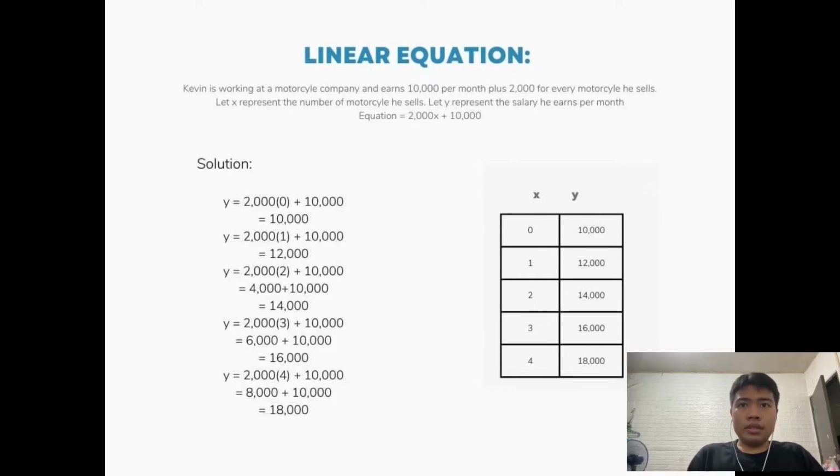Then I use the variable 1, which equals 12,000, and 2 as the variable, which is 14,000, and 3 as the variable equals 16,000, and 4 as the variable equals 18,000. And for the question, how did you plan your task? We divide our task to the four of us in our group, then assign who will do the equation as well as the graph. Thank you.